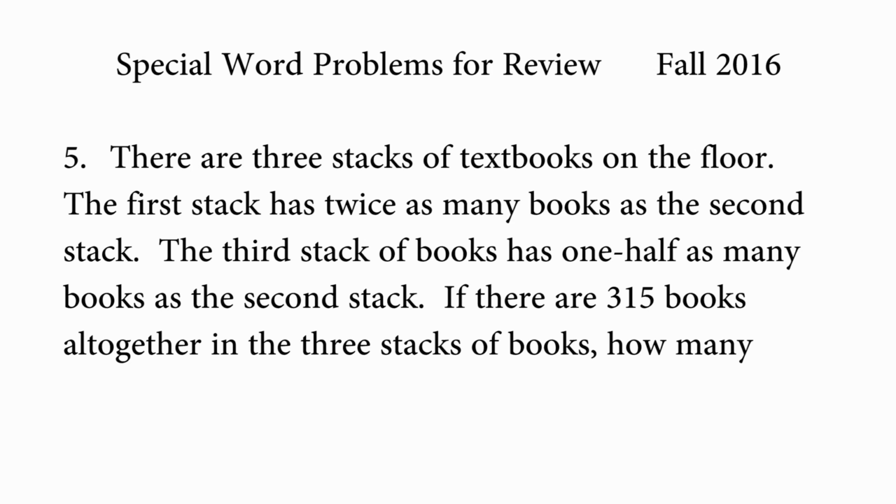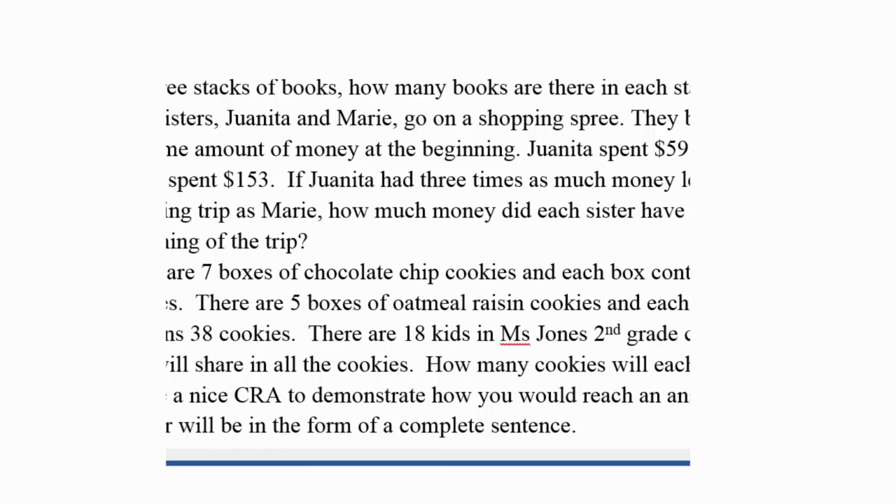So that brings us to problem 6. There are two sisters involved, Juanita and Marie. They go on a shopping spree. They both have the same amount of money at the beginning. However, Juanita spends only $59 while Marie spends $153. And that's usually true about two people. One's a little bit more conservative than the other. So what do we have so far? We have two sisters, Juanita and Marie. They go on a shopping spree. They both have the same amount of money.